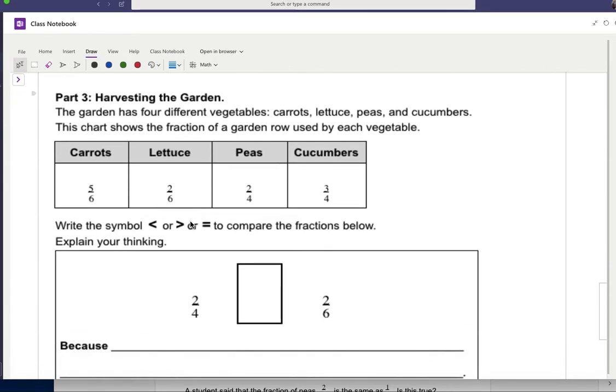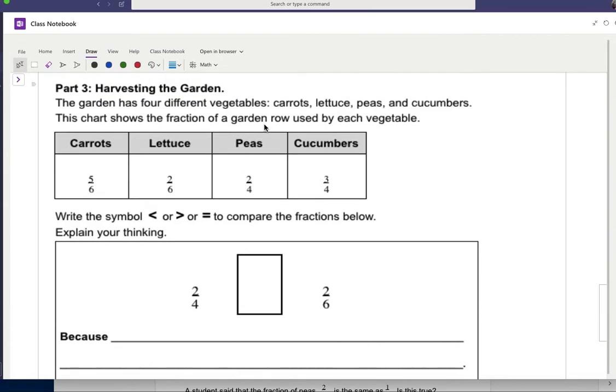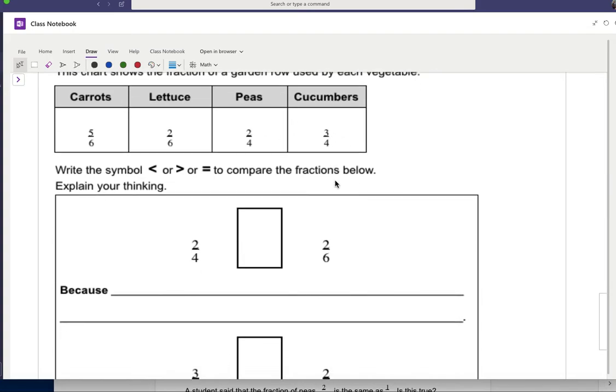Next, part 3. Harvesting the garden. The garden has 4 different vegetables: carrots, lettuce, peas, and cucumbers. This chart shows the fraction of a garden row used by each vegetable. So carrots, lettuce, peas, cucumbers. 5/6 of the garden has carrots. 2/6 has lettuce. The peas are 2/4, cucumbers are 3/4.